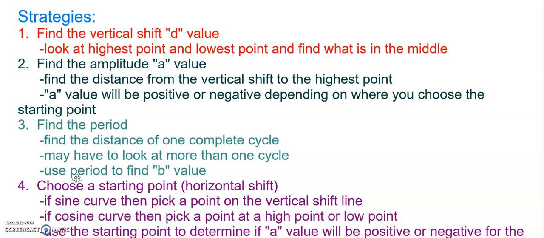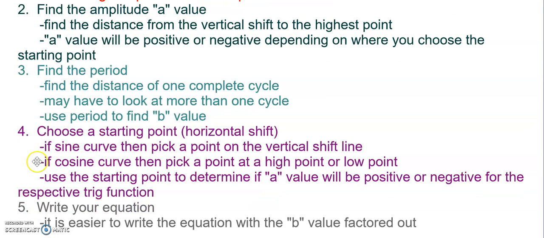Find the amplitude. So that's our A value. So remember that the distance from the vertical shift or the midline to the highest point, that's our amplitude. Remember, amplitude is always a positive value, but the A value, when I'm putting A in quotes, can be positive or negative depending on where we choose our starting point, which we're going to talk about in a second. The third thing is identifying the period. So find the distance of one complete cycle. Sometimes, depending on the graph and the information we're given, we might have to actually look at more than one cycle and divide by however far that was to find actually what one cycle is.